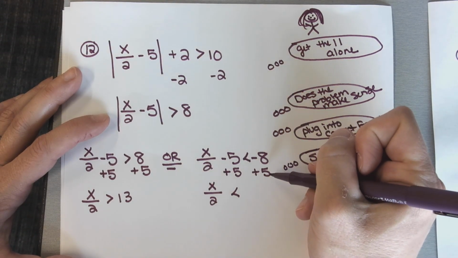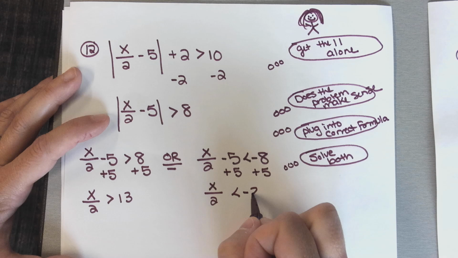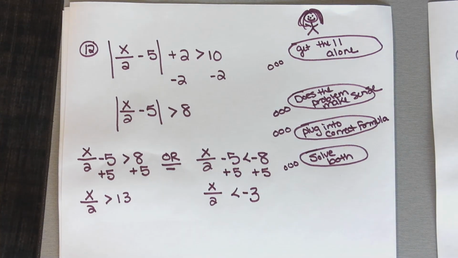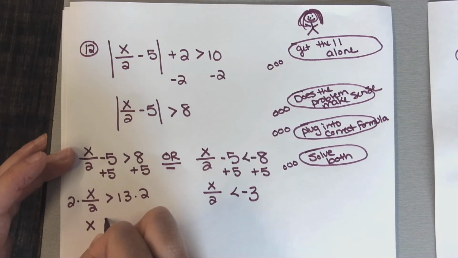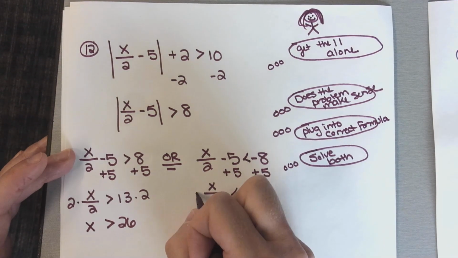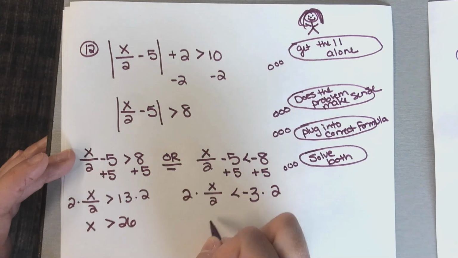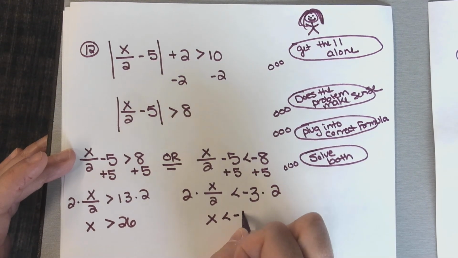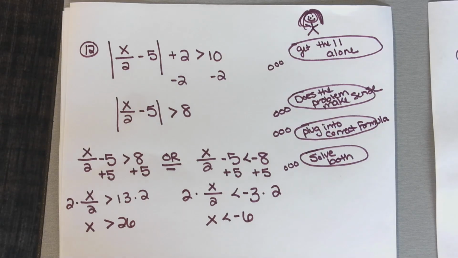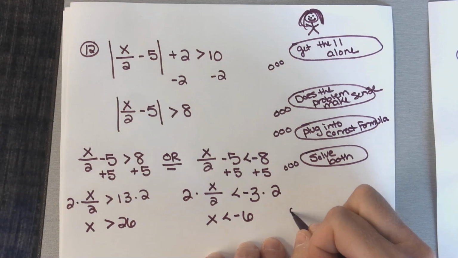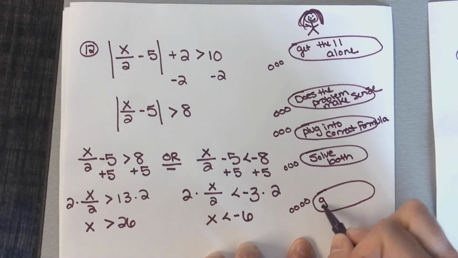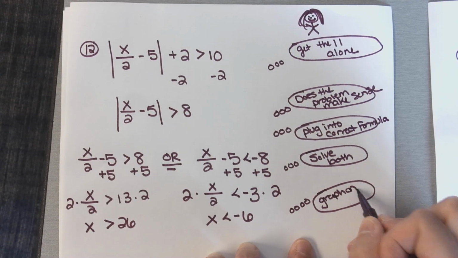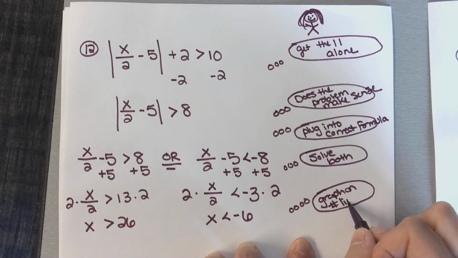Negative 8 plus 5 is negative 3. Alright, they aren't quite solved yet. What should I do? Yeah, multiply by 2. So I get x is greater than 26. I get x is less than negative 6. And then my next thought is to number line. Graph correctly on the number line.